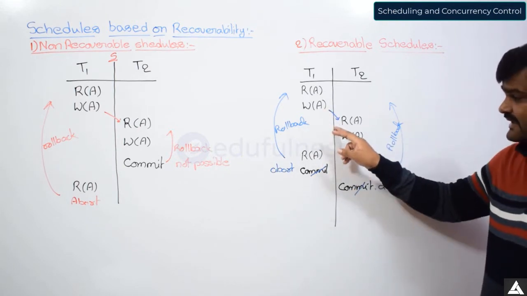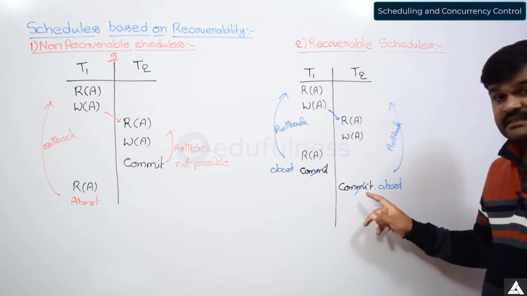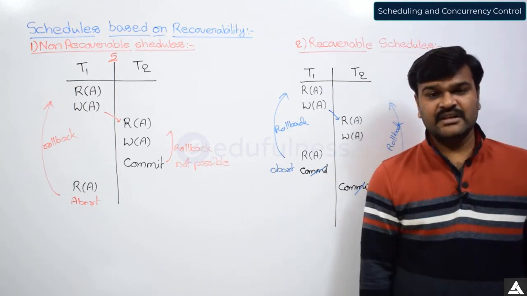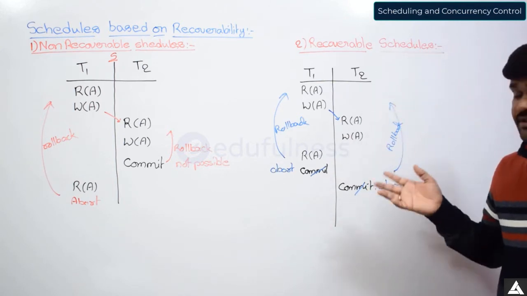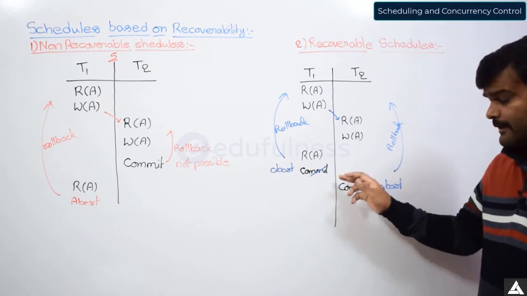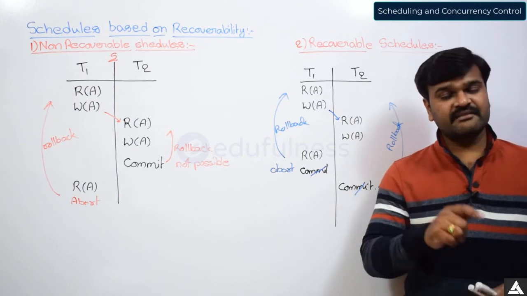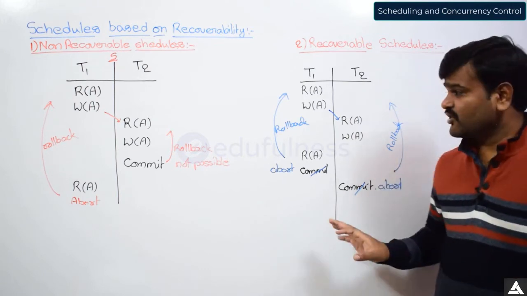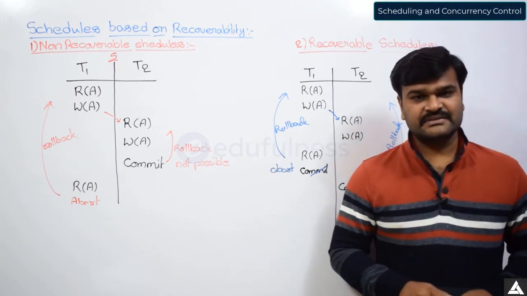So whenever a dirty read is there, the position of your commit operation is very important. So this is actually recoverable. You have a schedule, but it is recoverable because of the position of the commit. That is very important. So this is called a recoverable schedule.